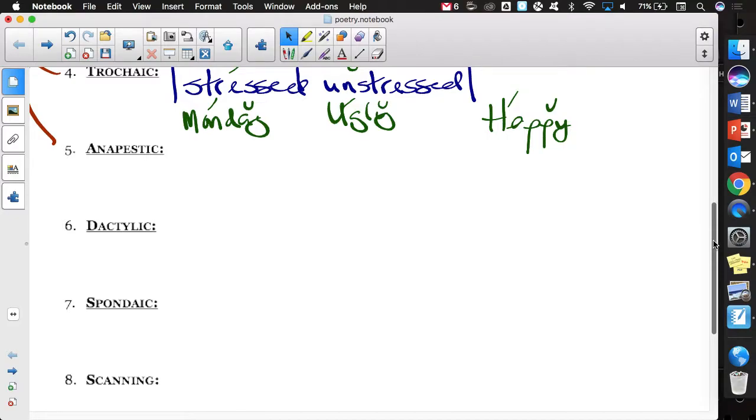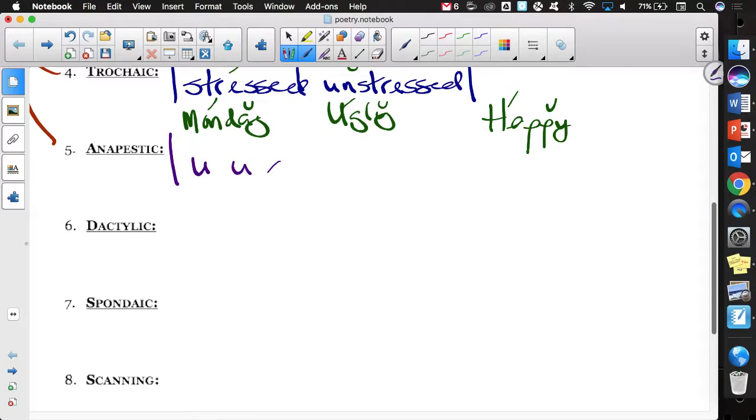It's actually three syllables. Unstressed, unstressed, stressed. Should we put these symbols? I think it's easier than writing unstressed, unstressed, stressed. Whatever's going to help you remember it best would be what you would want to do.